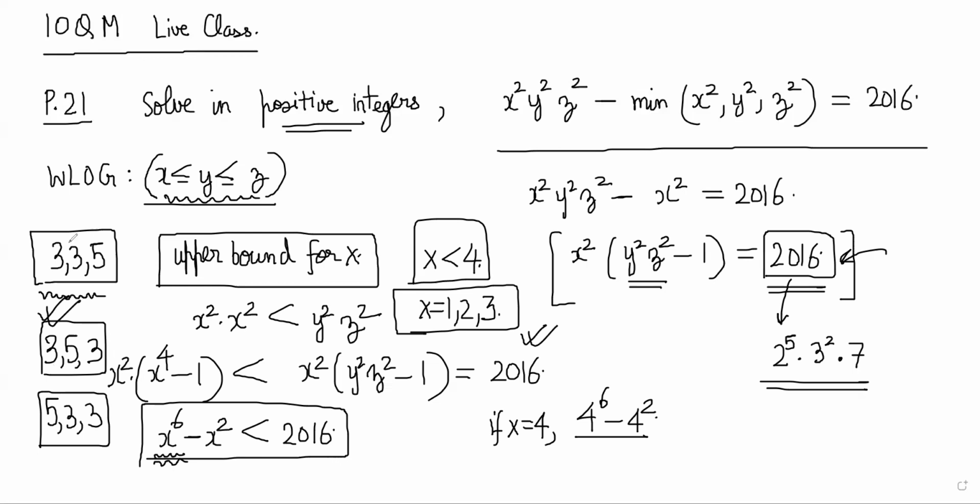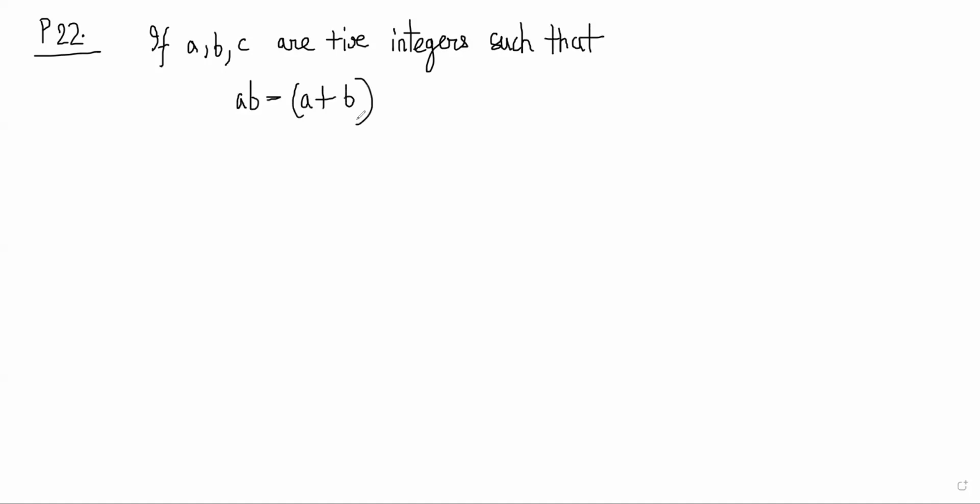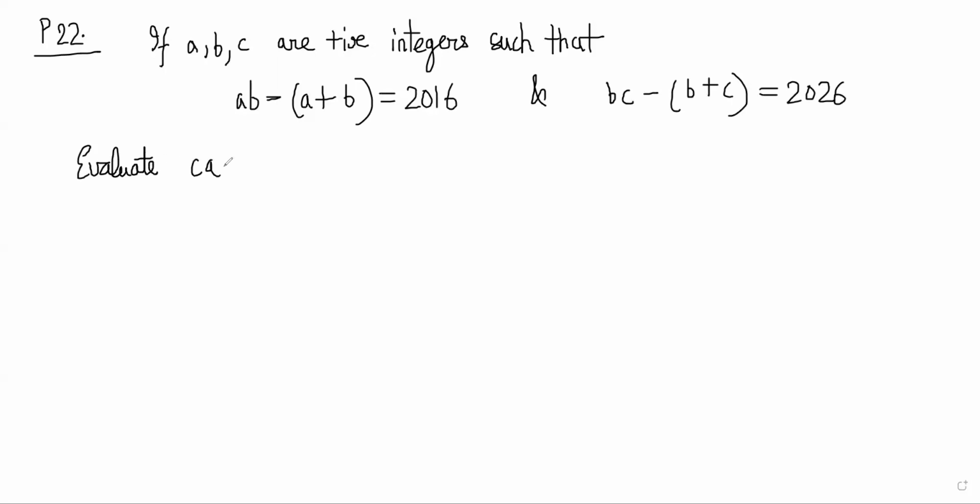Okay, let's move on to the next one. Problem 22. If A, B, C are positive integers such that AB minus A plus B is equal to 2016 and BC minus B plus C is equal to 2026. Evaluate CA minus C plus A.